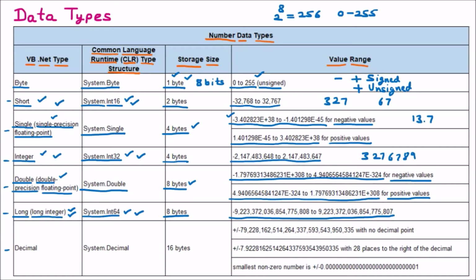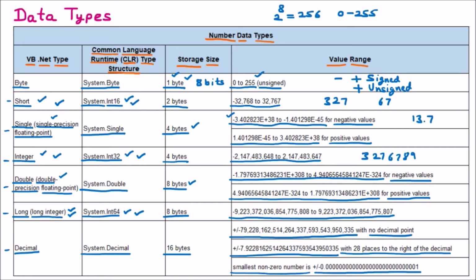In floating point, the next one is decimal. Here the CLR type is System.Decimal, and it is 16 bytes. You can see that if there is no decimal point, then it will have this much range. And with 28 decimal places to the right, this is the complete range. Now what is the smallest non-zero number which can be stored in plus and minus? This one is the non-zero number.